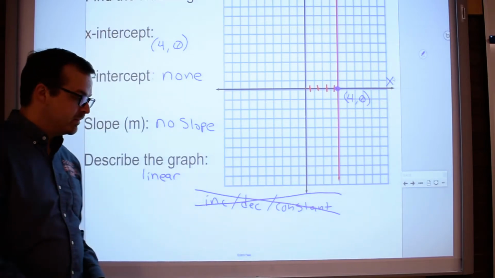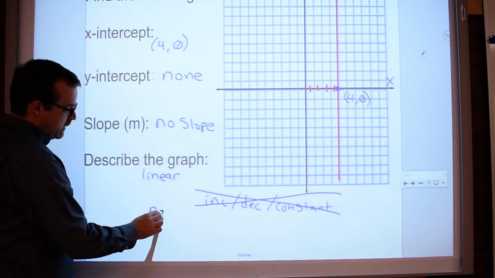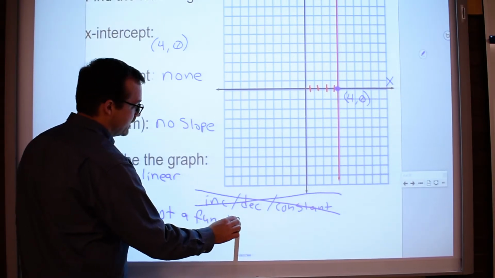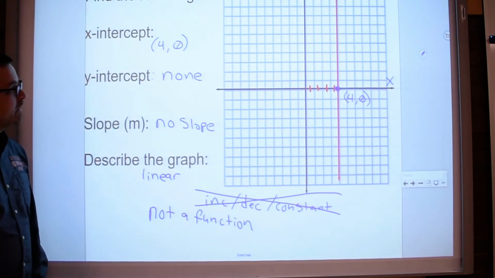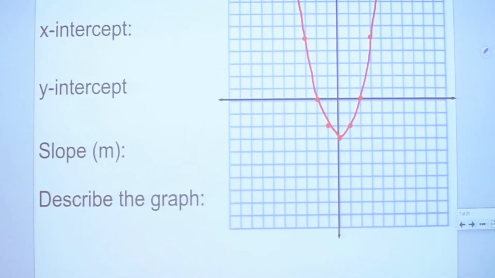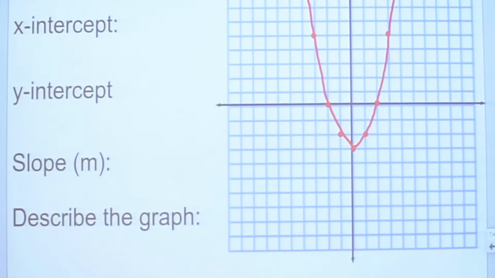Is it a function? No, this is not a function. It does not pass the vertical line test. I think that's about it for that one. Woohoo! All right, go ahead and pause the video and try this one.